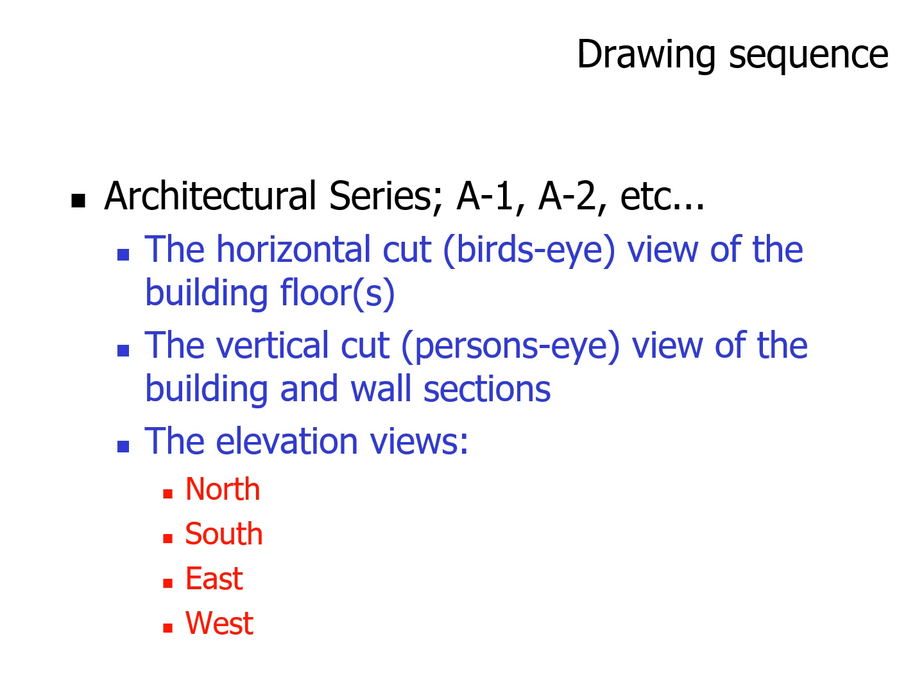Architectural series, horizontal cut or bird's eye view of the building's floors, so we can see what we're building. The vertical cut, a person's eye view of the building and wall sections. And we have elevations, north, south, east, and west, so we can see all sides of the home or building and what they would look like standing from the ground looking.